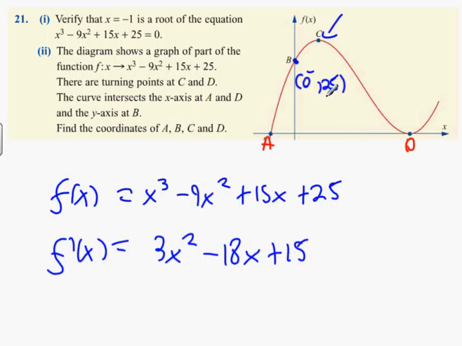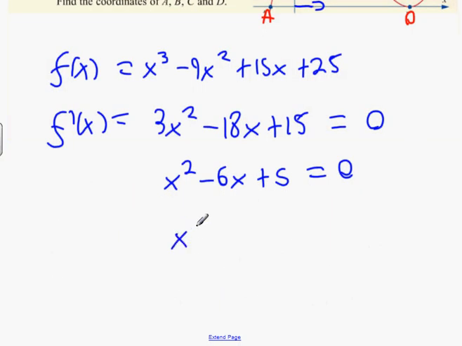You differentiate once and you get 3x squared minus 18x plus 15. If x is to the right of the y-axis, is it going to be a positive number or a negative number? It has to be a positive number, so a negative number won't matter if you get one. Divide by 3 and what happens? x squared minus 6x plus 5 equals 0. Once you're done with that, x minus 1 and x minus 5 equals 0.